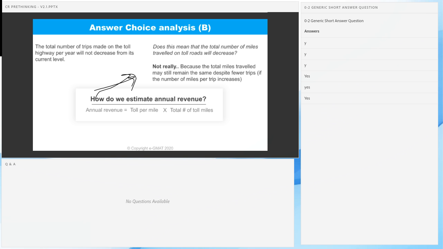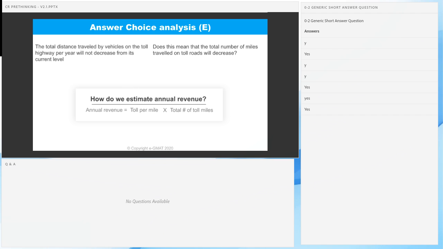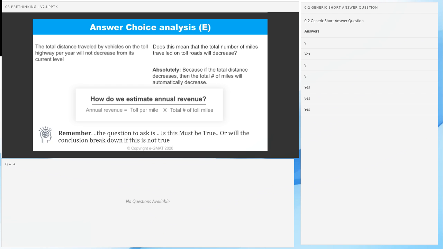All right. Let's look at choice C. But the fundamental thing over here is that it must be true. If you did the pre-thinking right, you would figure out this is not what you went about doing. Choice E, which is the correct answer, talks about the total distance, and it's must be true. Why? Because if the total distance goes down, the total number of toll miles traveled on the toll highway will also go down.